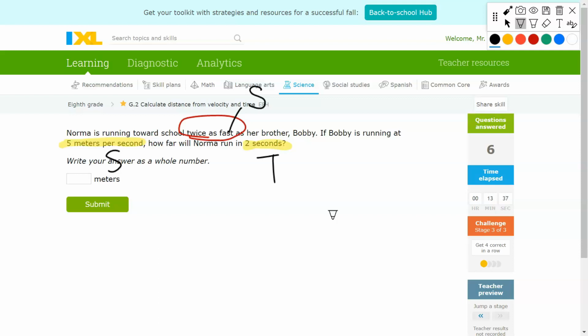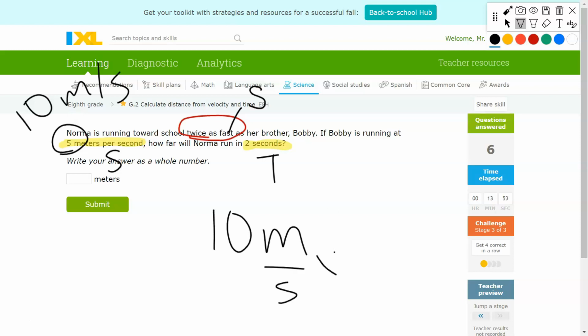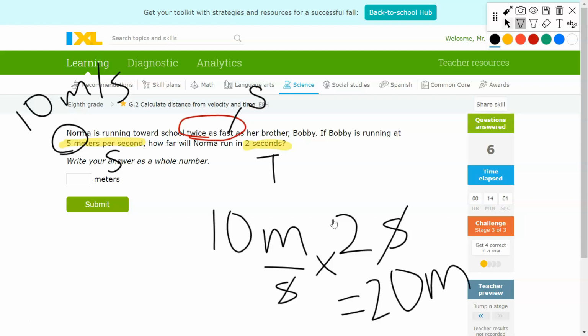So you know that Norma is running twice as fast, so therefore you have to multiply the speed by 2 to get the real speed. So the real speed is actually 10 meters per second. So you're going to have to do 10 meters per second multiplied by 2 seconds to get the total distance that Norma traveled, and Norma traveled 20 meters in total. So you're going to put 20 right there.